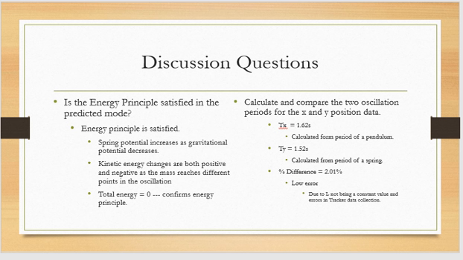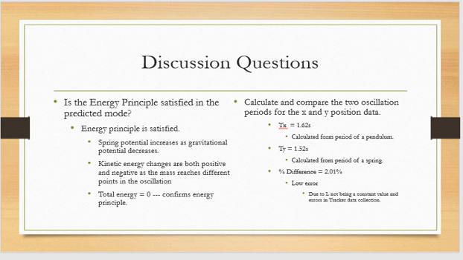To further analyze the model, I compared the calculated periods for the x motion and the y motion. The period for the x direction was calculated using the equation for the period of a pendulum, and this value was 1.62 seconds. For the y direction, I used the period of a spring and found this value to be 1.52 seconds. I found the percent difference to be about 2.01%, a very small difference.